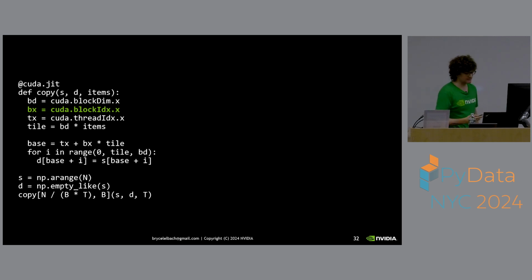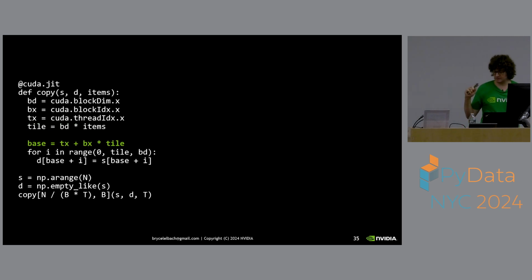And block index is the index of our thread block in the thread grid. And then thread index is the index of our thread within our thread block. It's just local, not a global index. So next, we need to determine how many items are handled by each thread block, which is just the threads per block times the items per thread. We'll call this value tile.